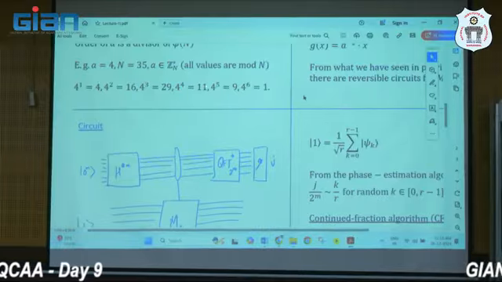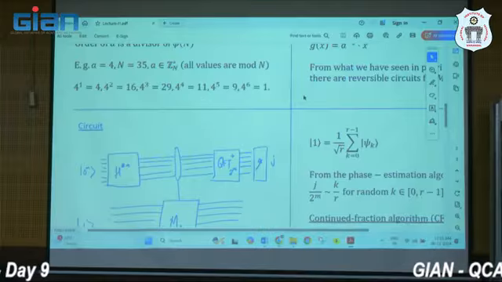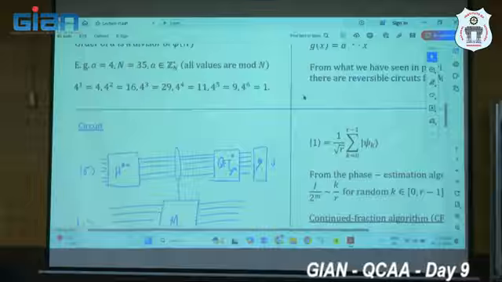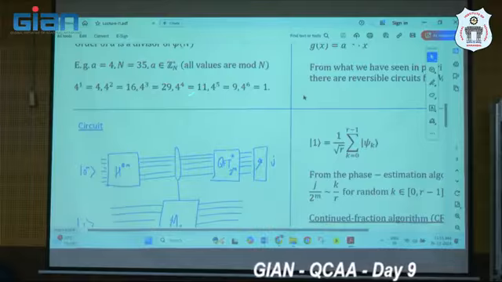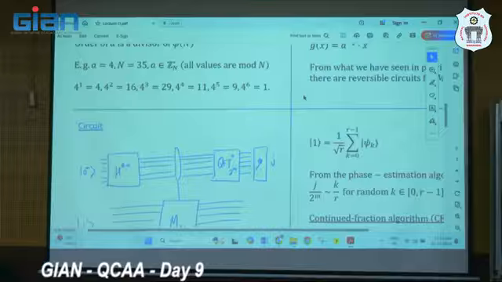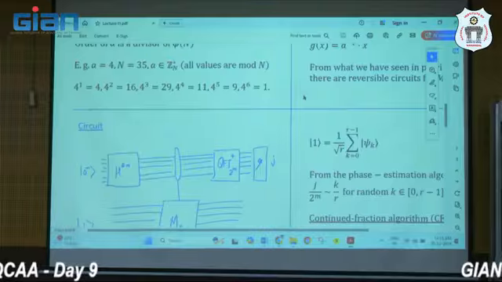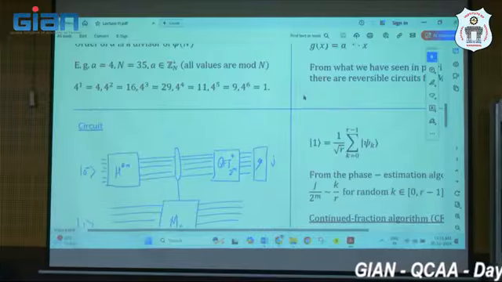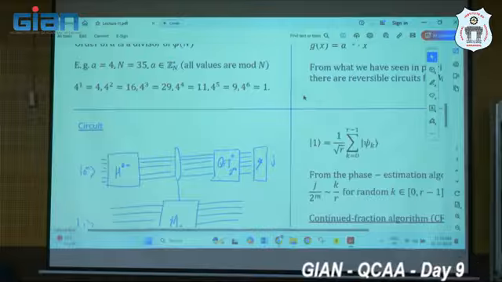You could have also done it like this. 11 into 4, 44. 44 mod 35 is 9. 29 into 4. How much is 29 into 4? 116 mod 35. 105, right? 11. Correct. You can also do it like that. Okay.